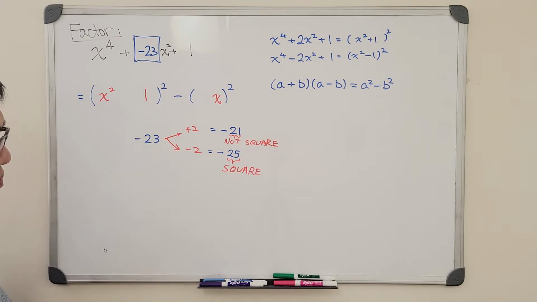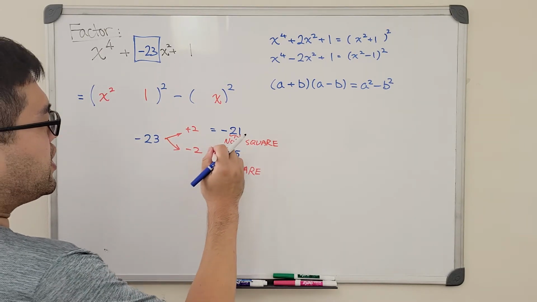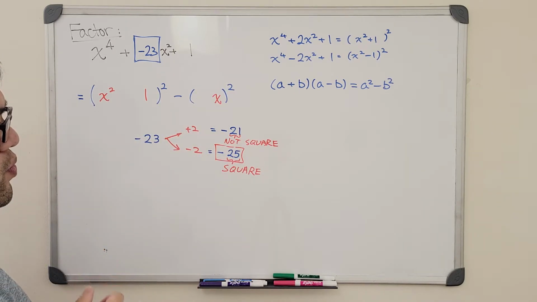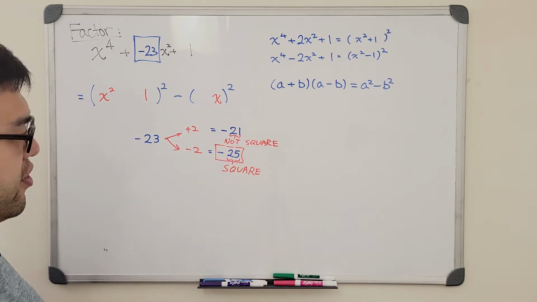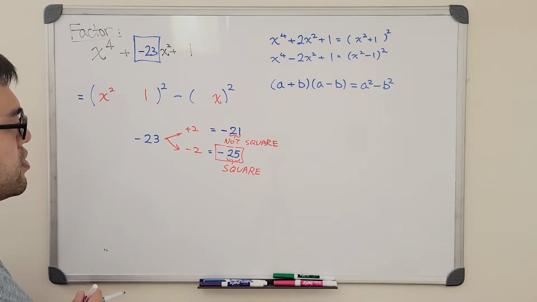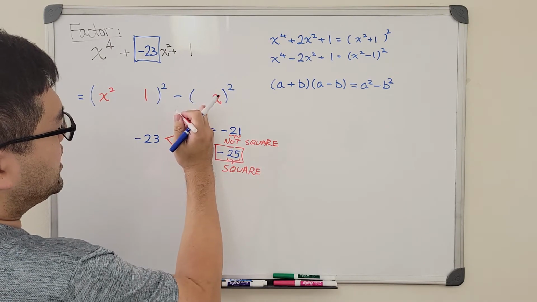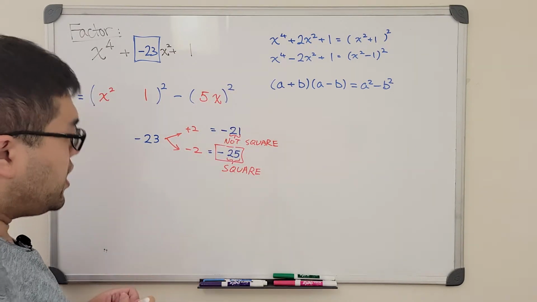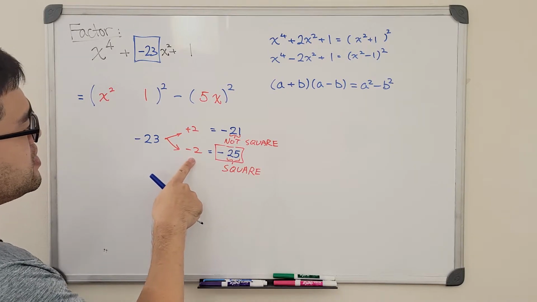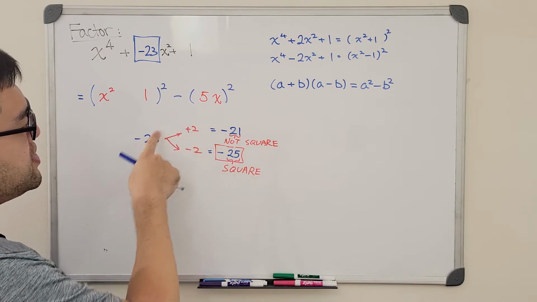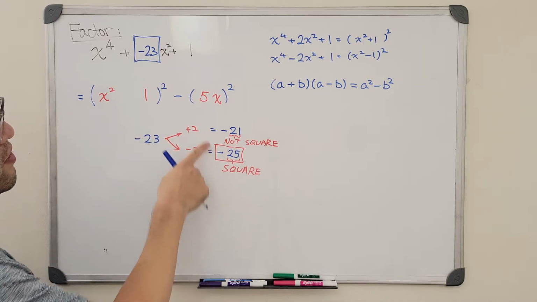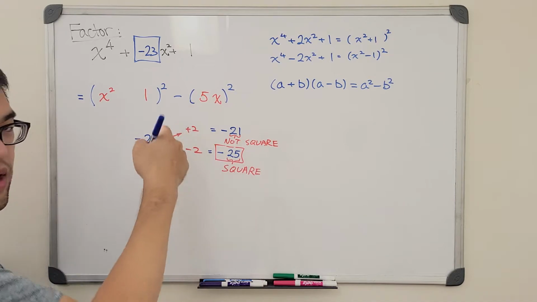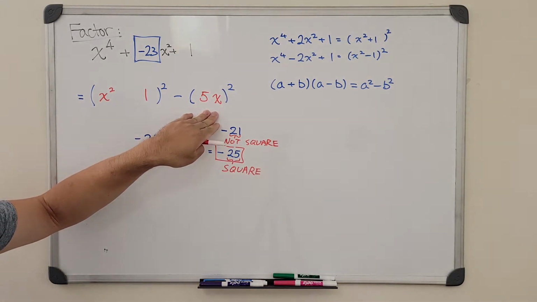Why does it matter? Because now we can try to use this result here and plug it in. So 25 is a square number. In fact, it is 5 squared. So what we want to put here will be the square root of 25, which is 5 here. Then, since we need to subtract 2 in order to get negative 25, which becomes (5x) quantity squared for a second term.